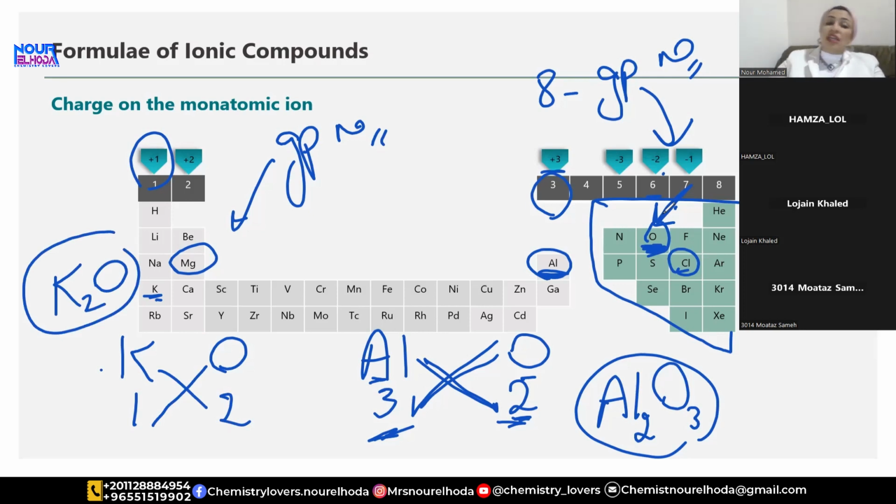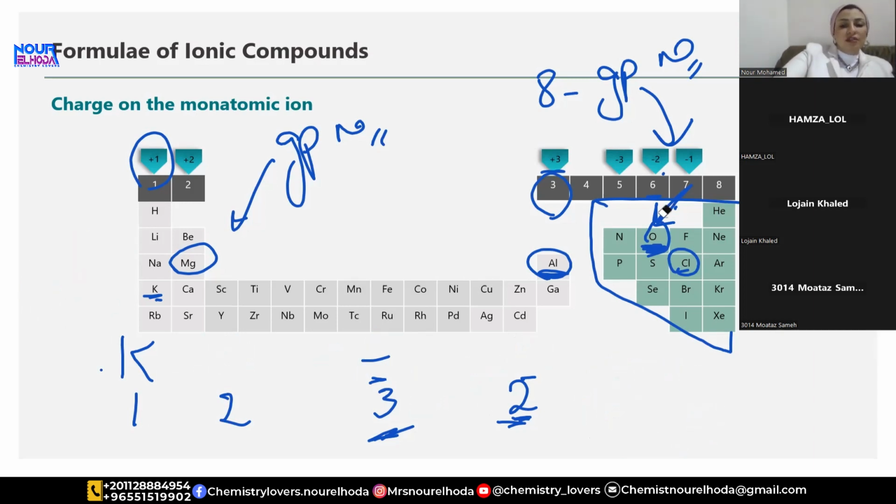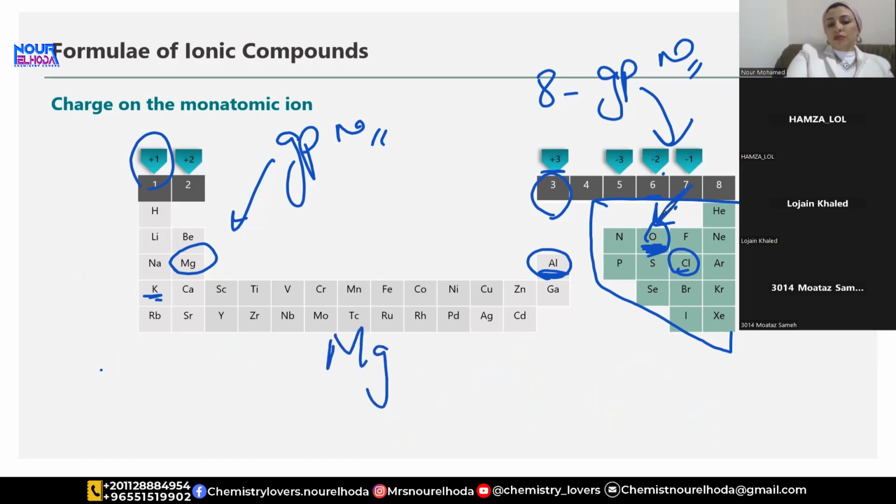But what about if I'm going to have a compound like magnesium oxide? What should I do if I'm having something like magnesium oxide? This is magnesium, this is oxygen. Magnesium is in which group? Magnesium is in group 2. Here it is. So what should you do?